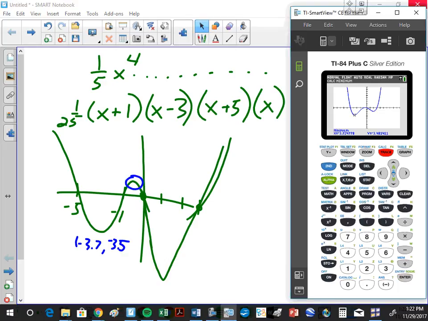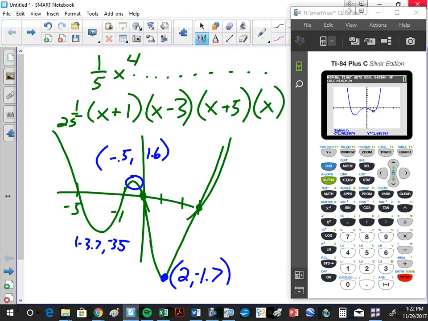That's a maximum. And it looks like about negative 1/2. So negative 1 to 0, and I'll guess negative 0.5. And that point would be negative 0.5, comma, 1.6. And then this point looks like it's about 2, and it's a minimum. So 1, 3, and 2. And I get 2.2, comma, negative 1.7.